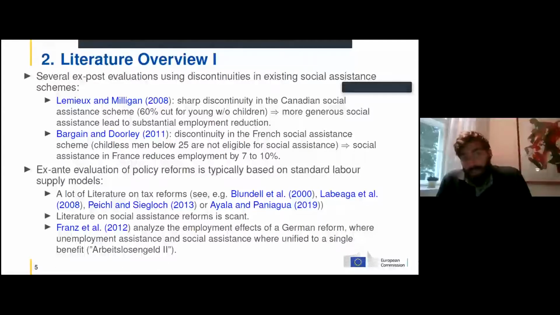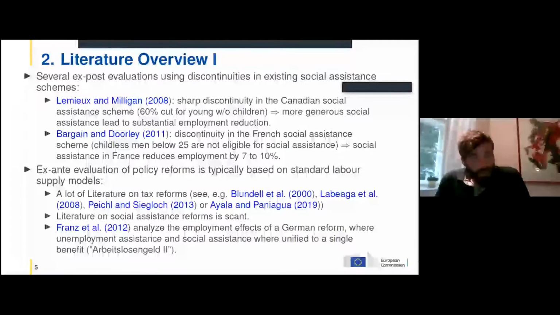A similar study was then done in 2011 by Bargain and Doorley. They also use a discontinuity in the French social assistance scheme to assess the impact of social assistance on employment. They found that childless men in France were actually not eligible for social assistance at all. So they took this discontinuity and found that social assistance in France reduces employment by about 7 to 10%, depending on the method they are using.